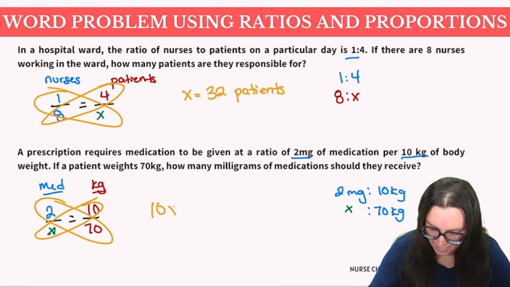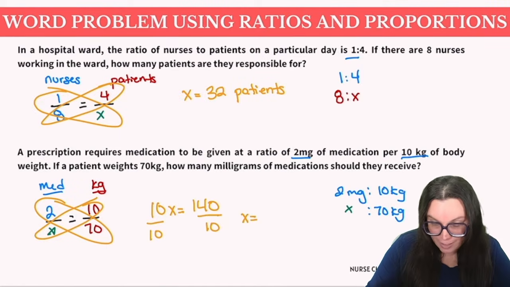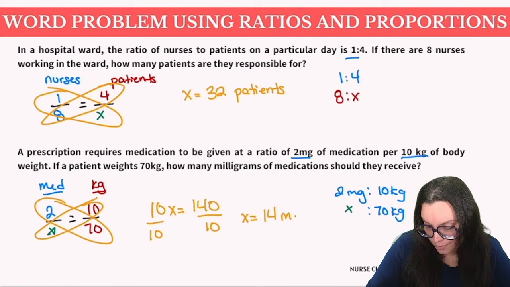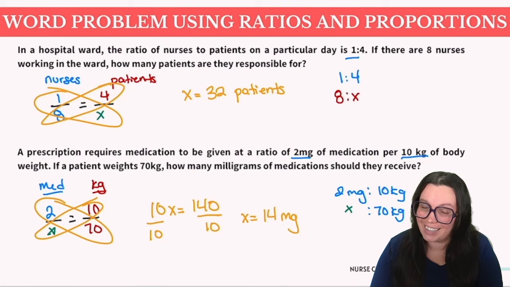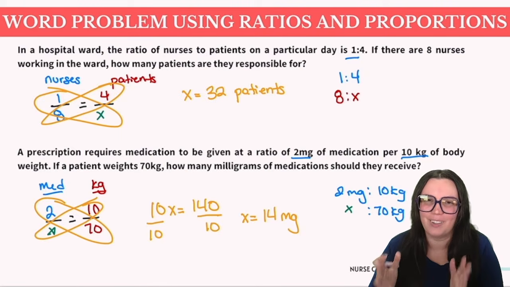So that's going to give us 10x is equal to 140. We're going to divide each side by 10 in order to isolate x, and that is going to give us x is equal to 14 milligrams. So for this patient, we need to make sure they get at least 14 milligrams based on their body weight.